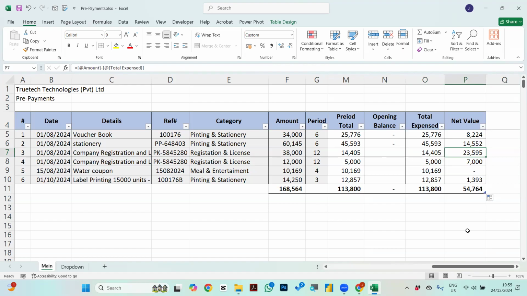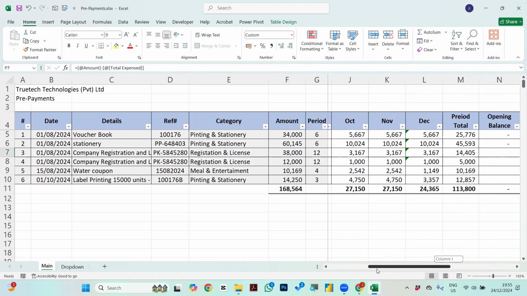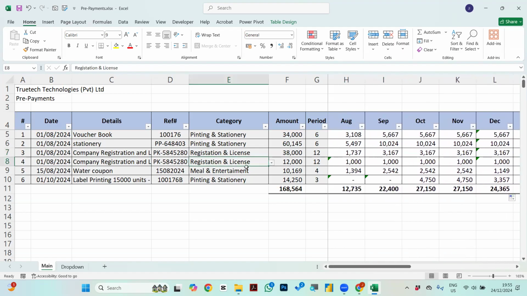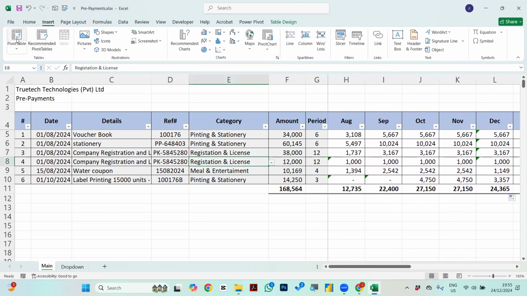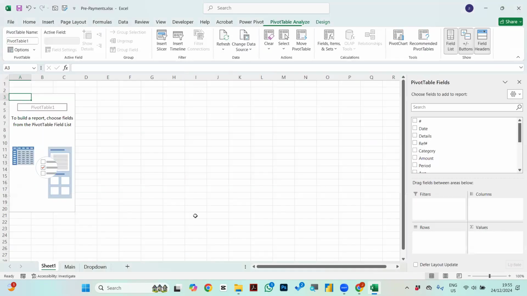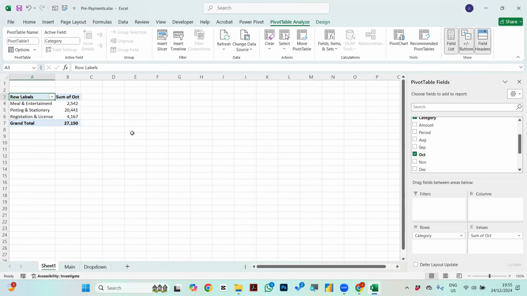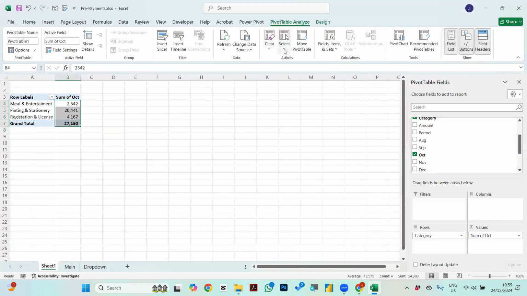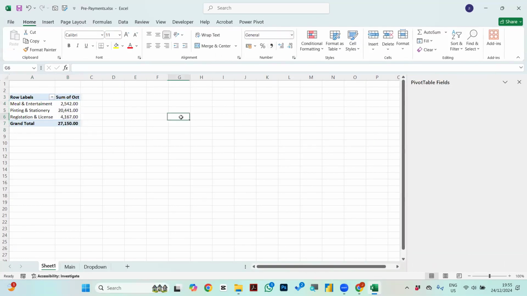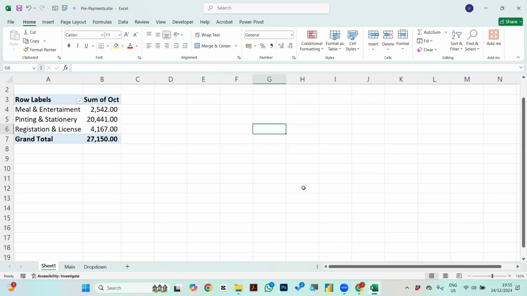All right. So now we have the figure here. Again, just like earlier, we're going to use the pivot table. I'm going to say insert pivot table. I'm going to say okay. You see here, I want to check the category only for the month of October. You see here, it's easy to calculate using this. I'm going to make it a little bigger so it's clear.